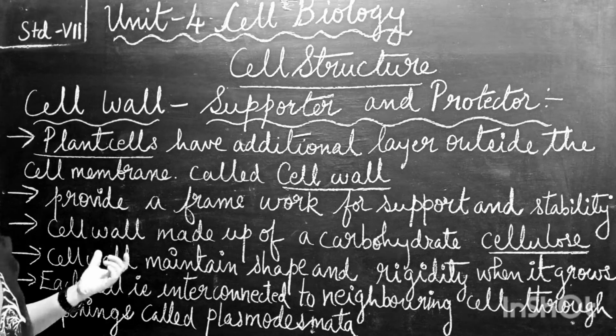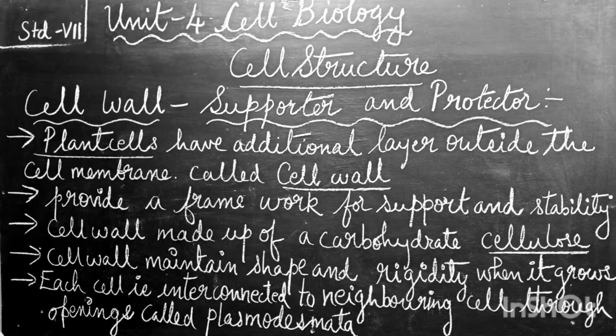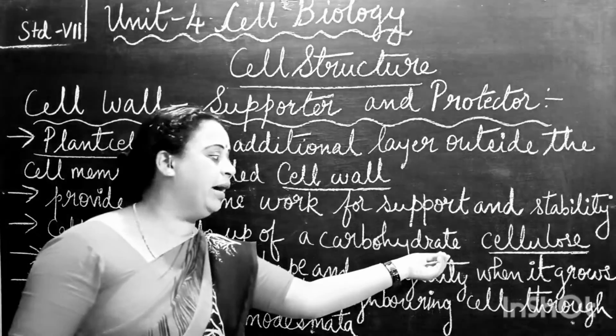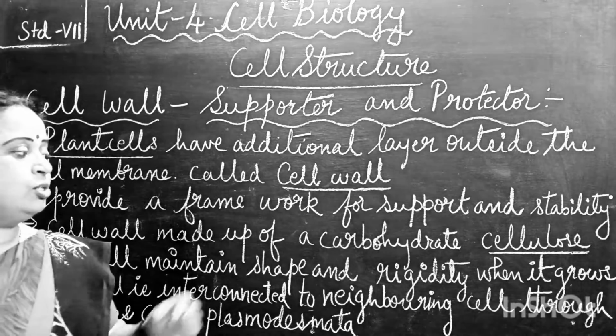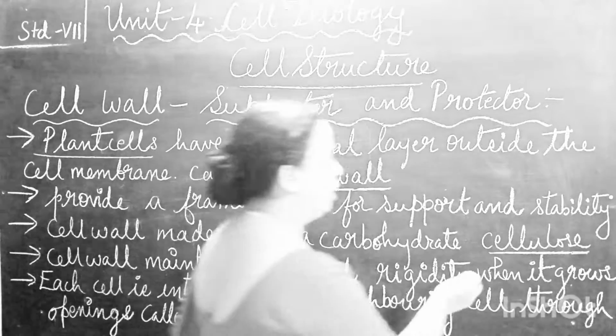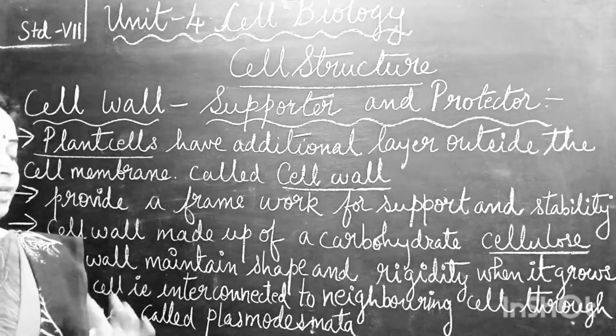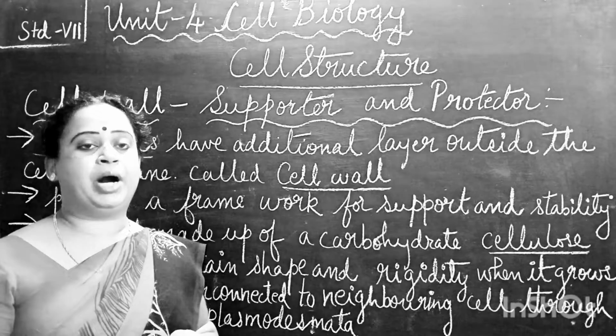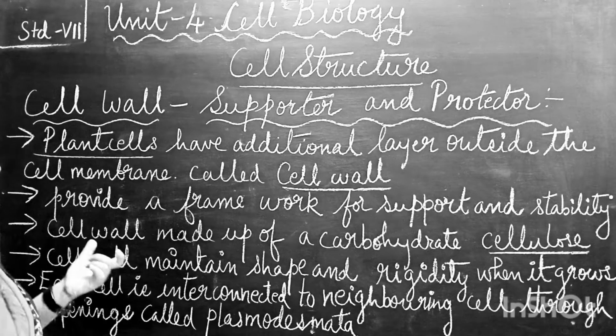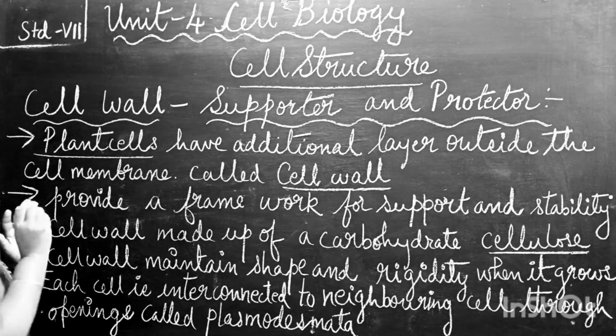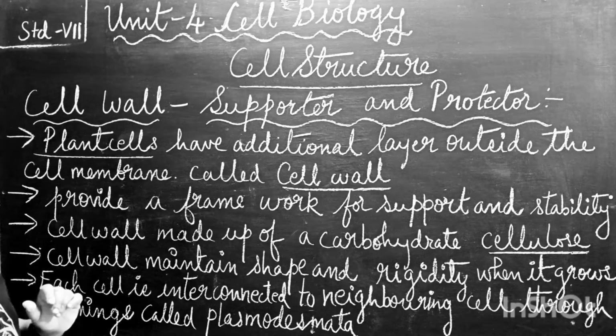This cell wall is made up of a compound, a carbohydrate compound, called cellulose. So what is cellulose? Cellulose is a carbohydrate compound which is present inside the cell wall. So the cell wall is made up of cellulose.